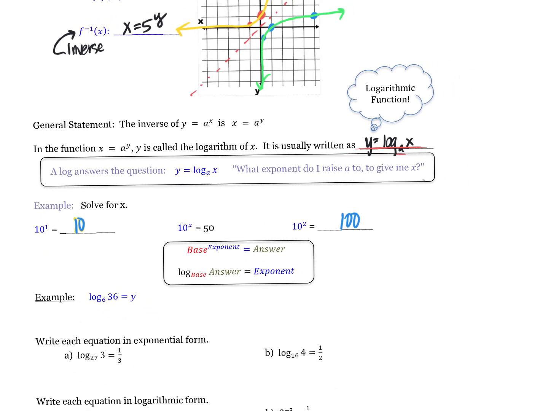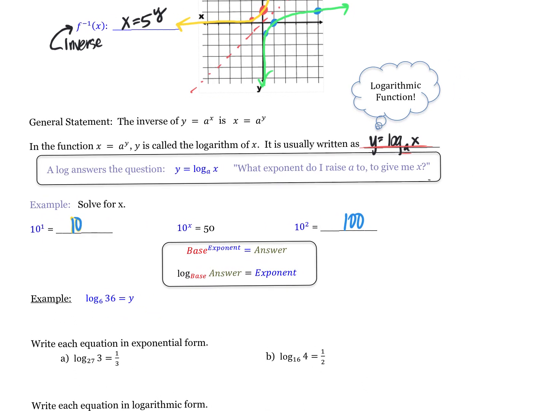Let's think about this real fast. If 10 to the 1 got me 10, and 10 to the 2 got me 100, 50's between 10 and 100. So I'm going to want my exponent to be between 1 and 2, right? Okay, let's try it. 10 to the point... Say that again? But 0.25 is smaller than that, right? 1.5, let's try that. 10 to the 1.5? Closer. 10 to the 1.75, I dig it.